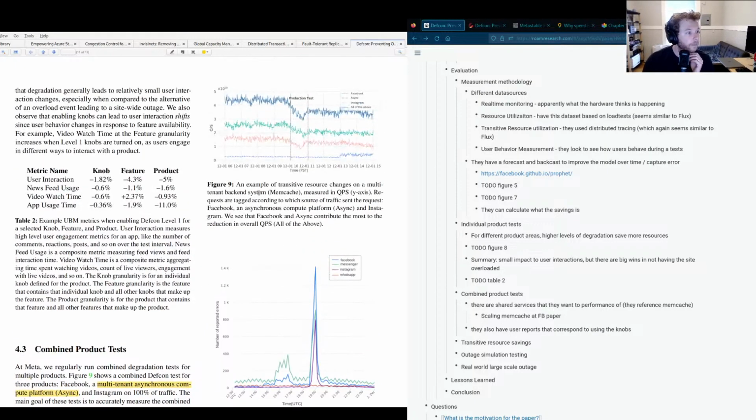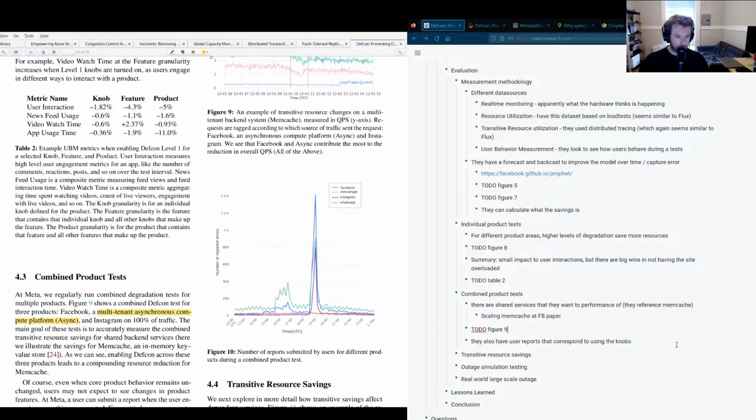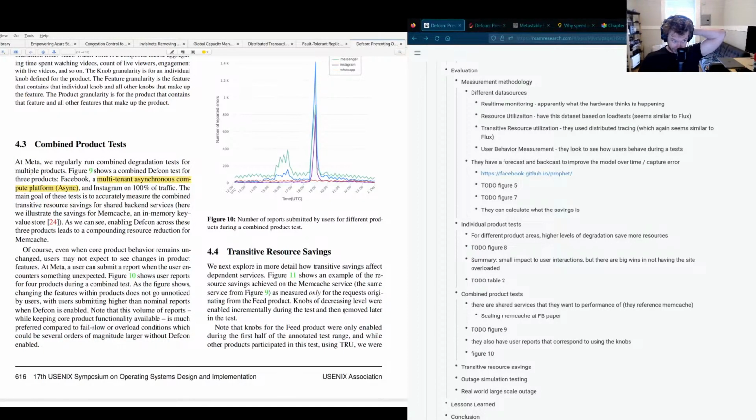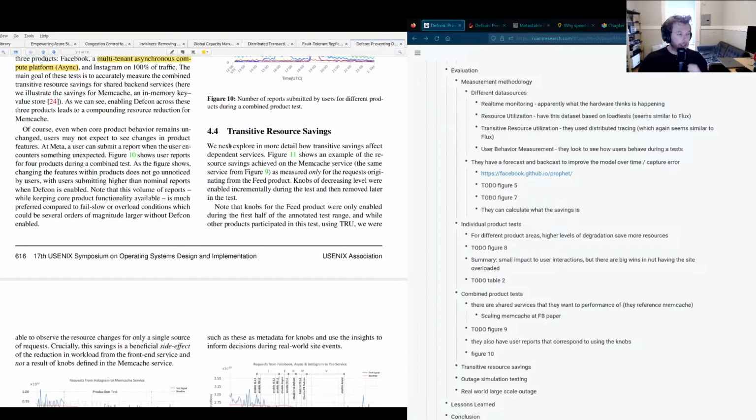Okay. Example of transitive resource change. Really like this paper. Really like this paper. Very cool. Learning from production. Okay. So next, explore in more detail how transitive savings affect dependent services.